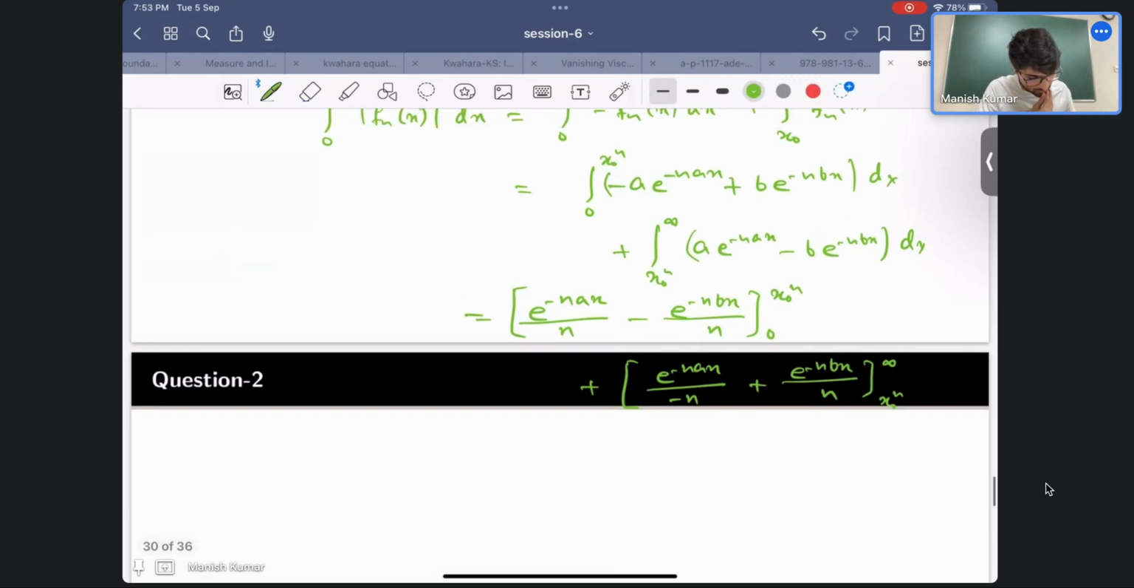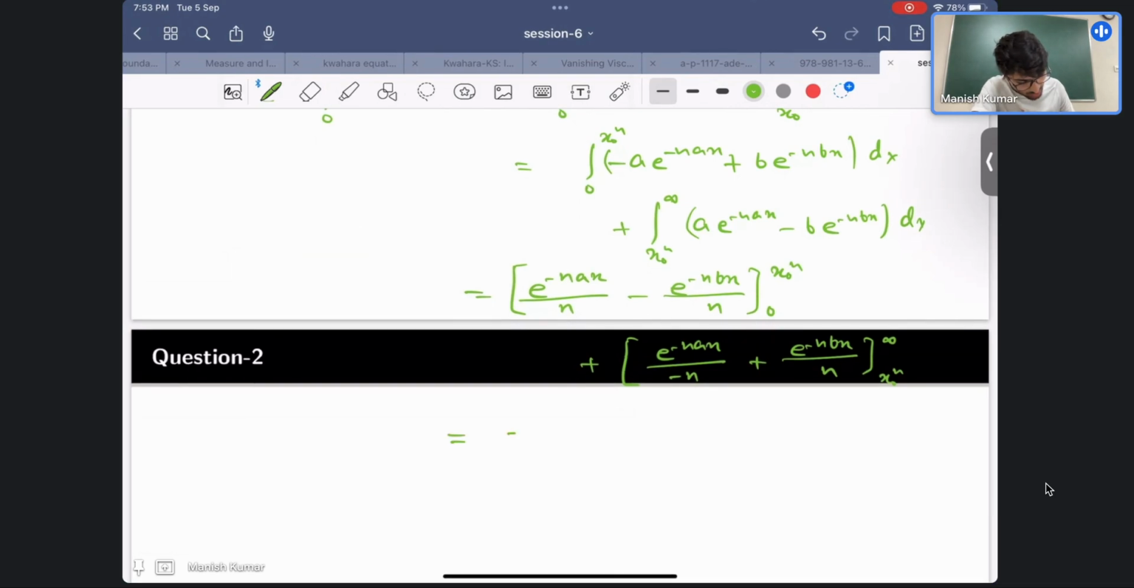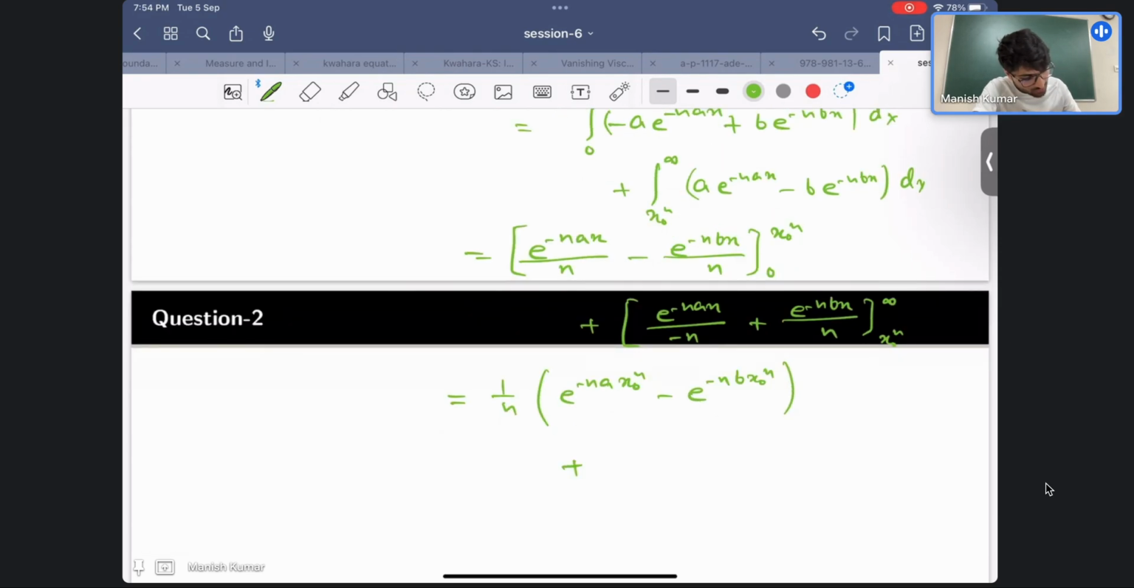Yeah, so now you can substitute. What you get is e minus n a x naught n, so 1 by n I can take common. So let's substitute x naught n: e minus n a x naught n minus e minus n b x naught n, so this is for x naught. At 0 if I put, I'll get 1 here and 1 here, that will cancel, so I'm just leaving that. Here, at infinity, both of these are going to 0, so that part is gone, and at x naught n I'll have with minus sign, e minus n b x naught n minus e minus n a x naught n.